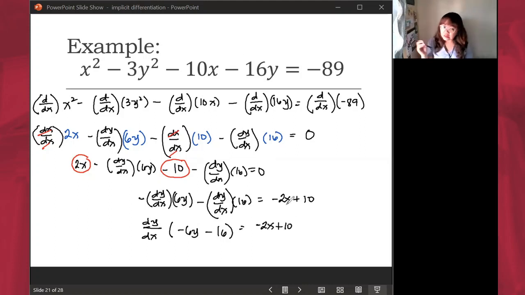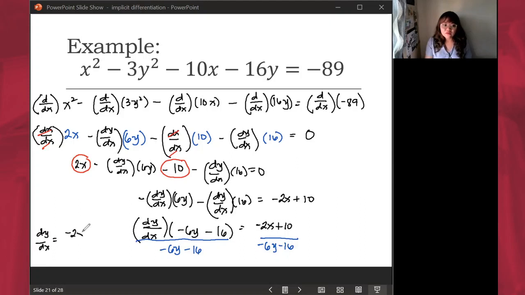We just factored out dy over dx. Now, dapat dy over dx lang yung nandito sa side na to. What will we do with this factor na may negative 6y minus 16? Very good. We divide by negative 6y minus 16, and we will get dy over dx is equal to negative 2x plus 10 all over negative 6y minus 16.